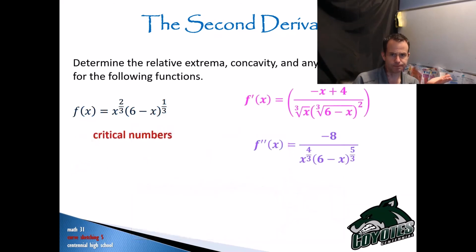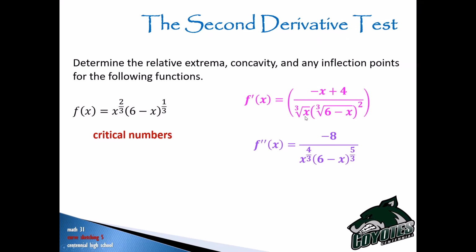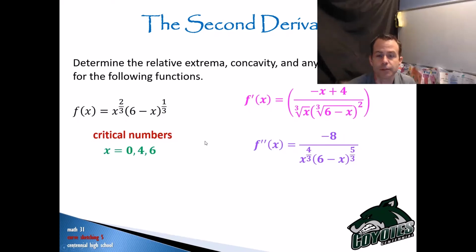So here we go. First thing I want to do is figure out the critical numbers. Well, the critical numbers are when the first derivative equals 0, or the first derivative doesn't exist. Those are going to be at 0, 4, and 6. It's going to be 0 because it's a non-permissible value here. It was 6 because of the non-permissible value here. And it would have been 4 because that would have made a 0. Okay. So 0, 4, and 6.